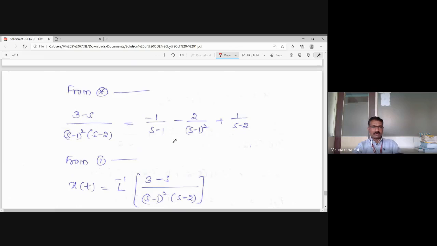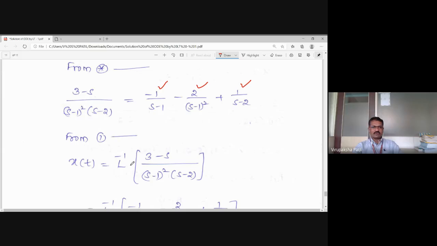Now pick up those three values a, b, c, and substitute them in the equation, whatever we have observed there. So you'll get minus 1 divided by s minus 1, minus 2 divided by s minus 1 whole square, plus 1 divided by s minus 2, because a value is minus 1, b value is minus 2, c value is plus 1. So now we don't want this, therefore L inverse of this one we want.